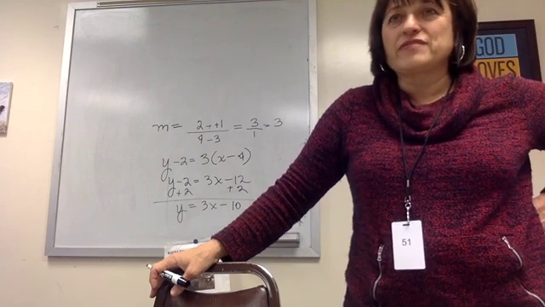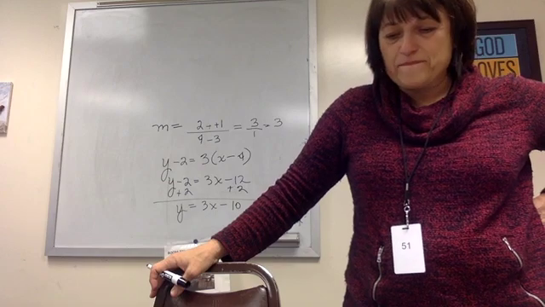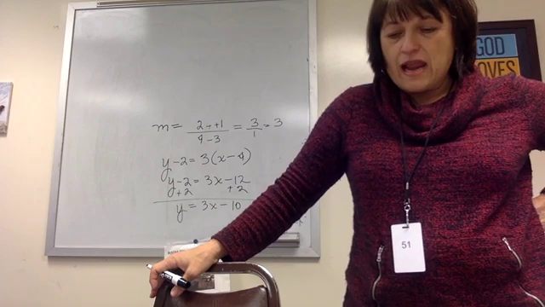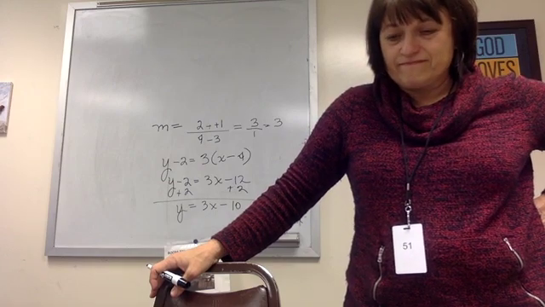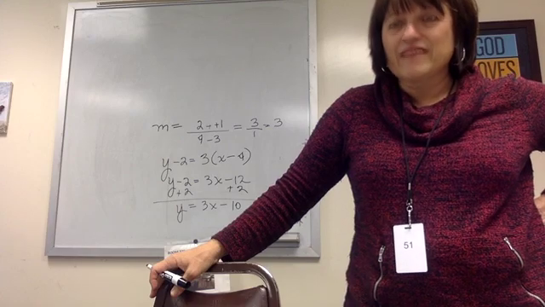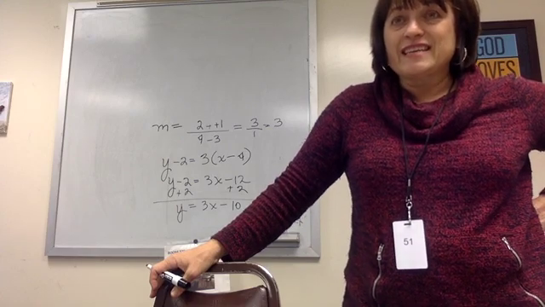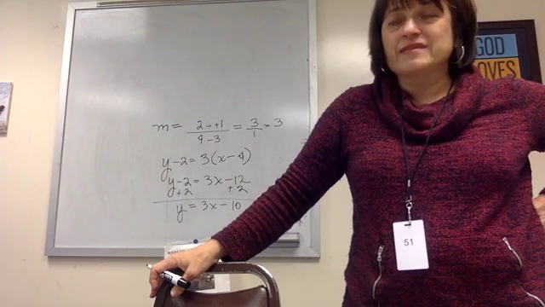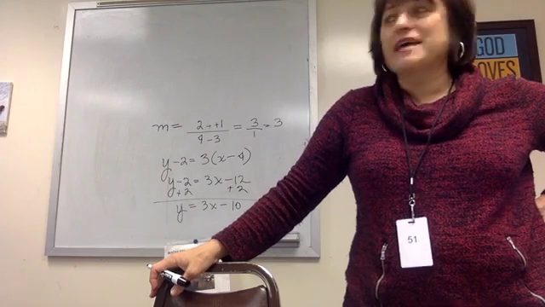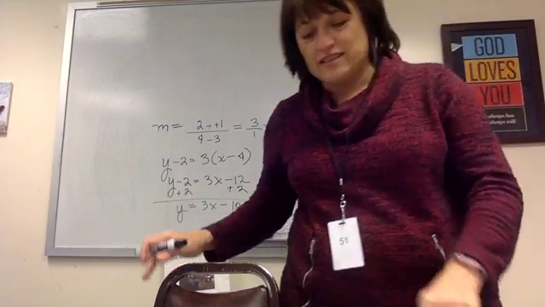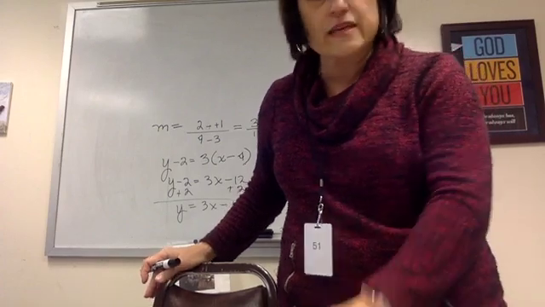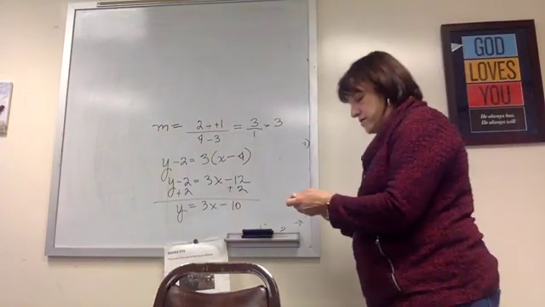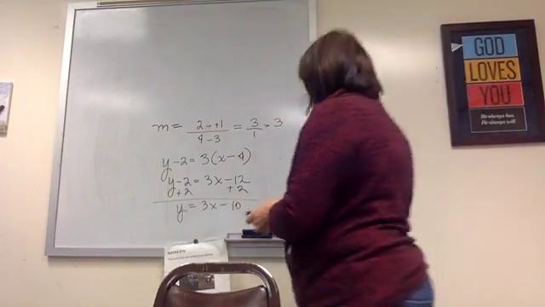Hallie, what do you think? What do you have to do in 6? You have to do all 3 steps, right? Calculate slope, put it in point slope, then get it in slope-intercept. Okay, I want you guys to do both of these. Everybody do both.